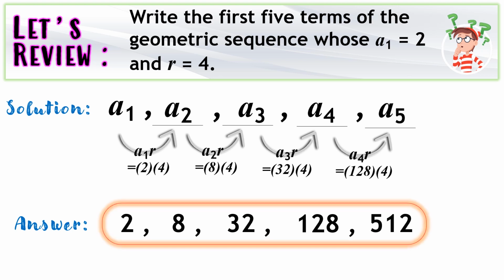So the first 5 terms of the geometric sequence whose a sub 1 is 2 and the common ratio is 4 are 2, 8, 32, 128, and 512.